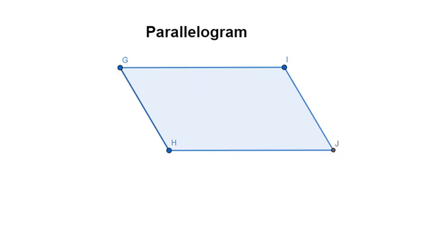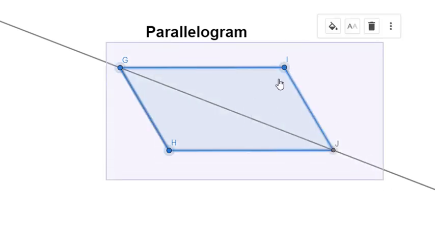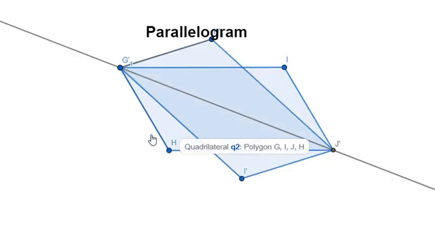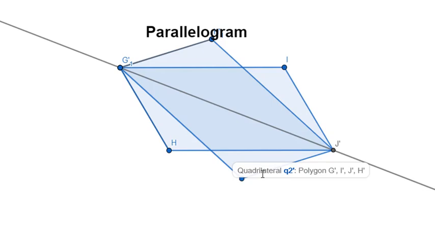Maybe I'll go ahead and do the opposite corners like I did in that square. If I connect G with J, let's see what happens. I mean, I with H, they're both obtuse. They're both big angles. So hopefully they'll land on top of each other. But as I tell it to flip over this, it's not a perfect overlap. So unfortunately, our parallelogram has no lines of reflection.